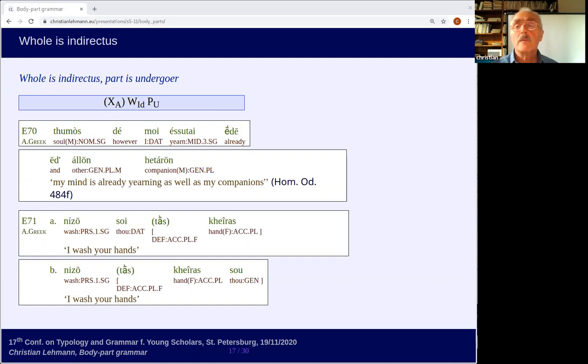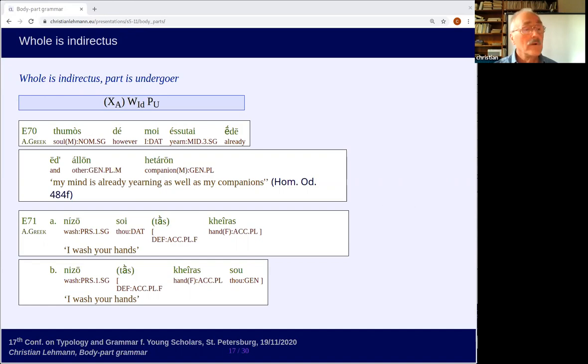Some languages, as already mentioned, present a choice between the indirectus and the adnominal possessor construction. In example 70, a first person pronoun is coordinated with a possessor phrase in the genitive. Here it may be assumed that the empathy hierarchy controls the choice between the indirectus and the possessive construction. Personal pronouns prefer the former, lexical noun phrases prefer the latter.